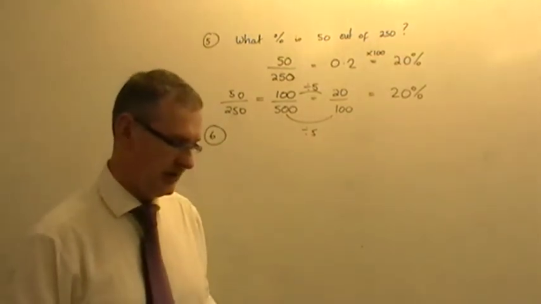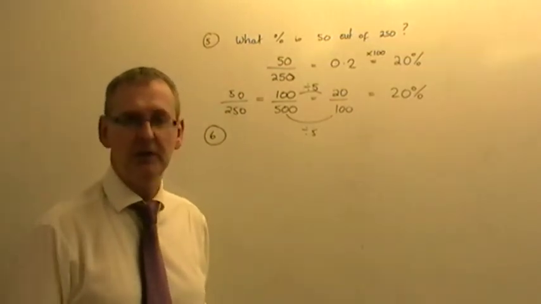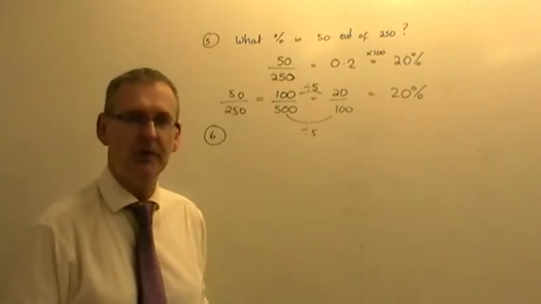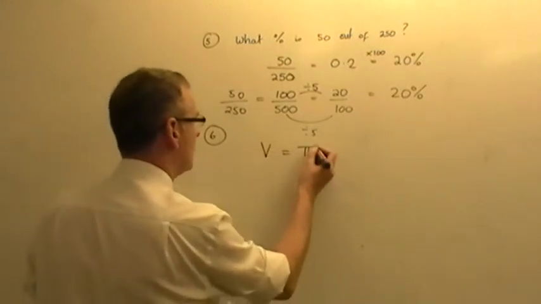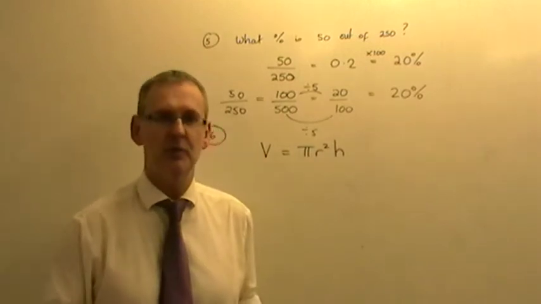It's got a radius given and a height given. Calculate the volume of the cylinder. Right, well, you will not be told what the formula for the volume of a cylinder is. You need to know what the volume formula is. This is something you should just quote. V equals pi r squared h is something you just quote.